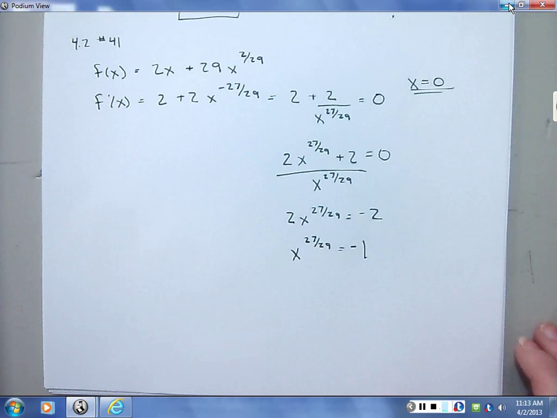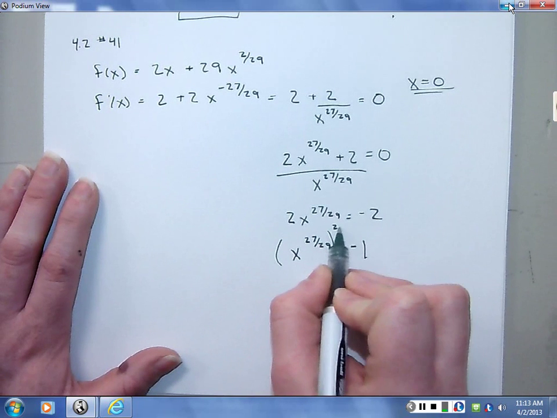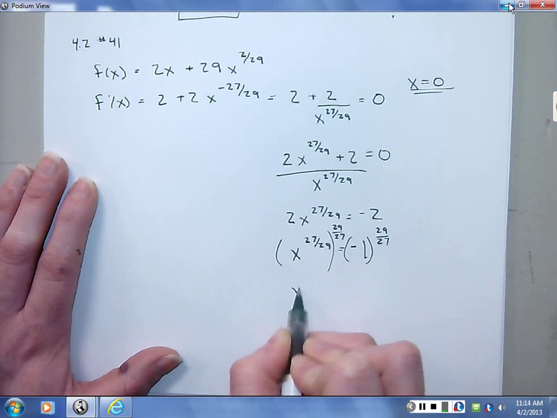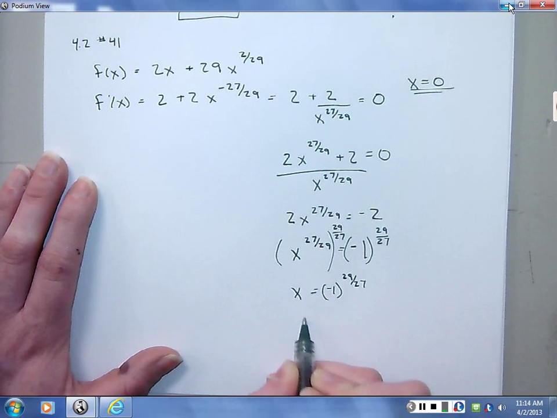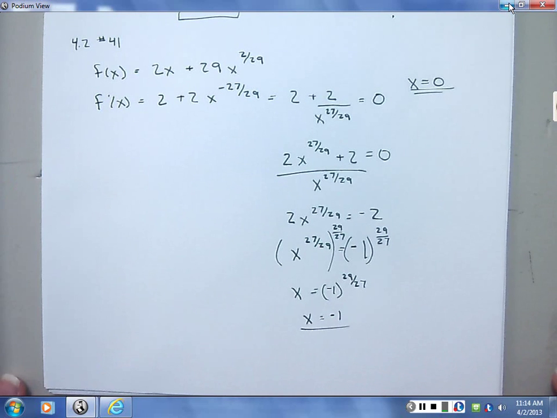What's the 29th root of negative 1 to the 27th power? Negative 1, right? So I can take this to the 29 over 27 and this to the 29 over 27, so I get x equals minus 1 to the 29 over 27, which x would equal minus 1 there. So minus 1 is a critical point.